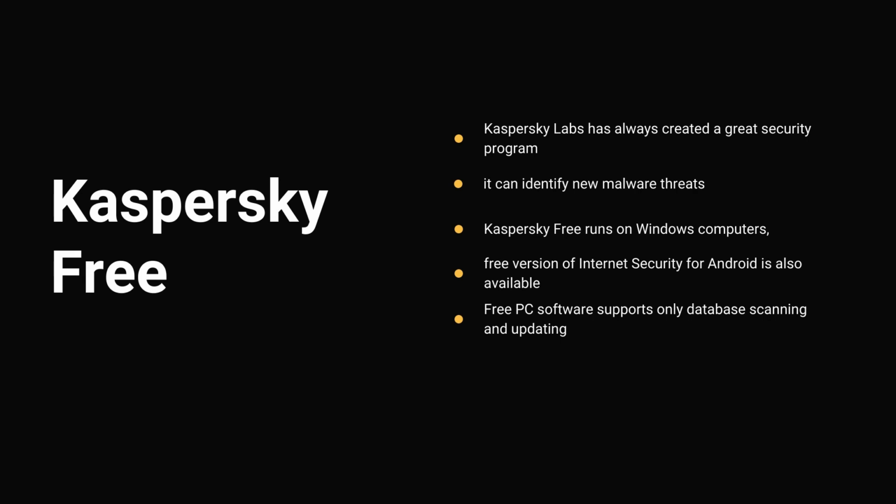There is no way to turn off this feature. Kaspersky Free runs on Windows computers, and a free version of Internet Security for Android is also available. Free PC software supports only database scanning and updating. The scan runs quickly, and database definitions and signatures are updated in the background. This version does not include technical support.